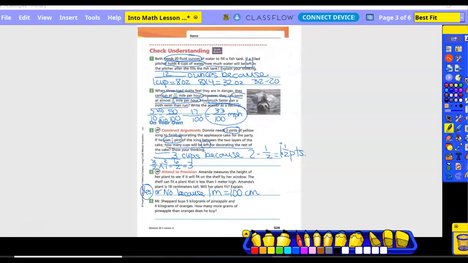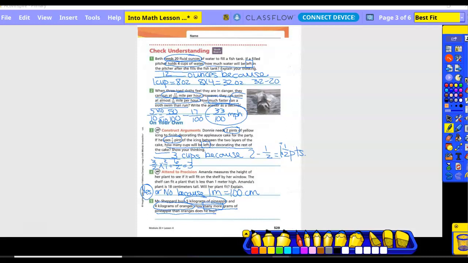Number 5, Mr. Shepherd buys 5 kilograms of pineapple and 4 kilograms of oranges. How many more grams of pineapple than oranges does he buy? So 5 kilograms of the pineapple, 4 kilograms of the oranges. How many more grams of pineapples than the oranges? So what's going to tell me I'm subtracting? How many more. Okay, so they gave us those answers in kilograms, right? And now they're asking for grams. So couldn't you just ask for kilograms? Okay, that would have been so easy, right?